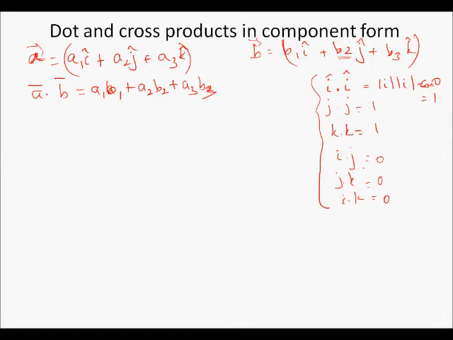Okay, what is cross product? If you have a cross b, it is a determinant when you write i, j, k, a1, a2, a3 and b1, b2, b3. Just find this determinant, and the value of this determinant with i, j, k would be a cross b. This is how you do cross product and dot products with vectors which are in component form.